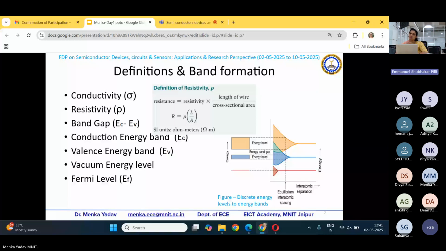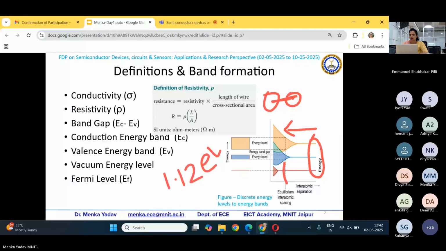This was the category where a single atom was there. Then you create multiple atoms sitting together, so you achieve this category. This is the spacing where equilibrium is achieved. What is the meaning of this equilibrium? Two atoms cannot come much closer than this. So the interatomic distance is fixed, and that decides that at room temperature 1.12 electron volt is the band gap between the conduction band and the valence band of the silicon.